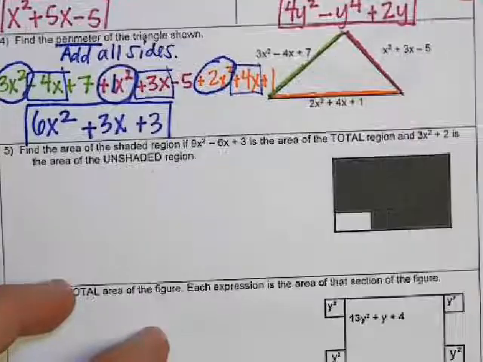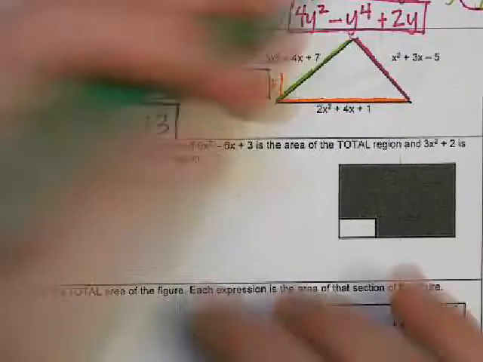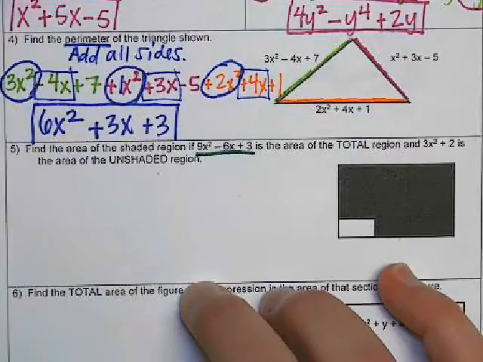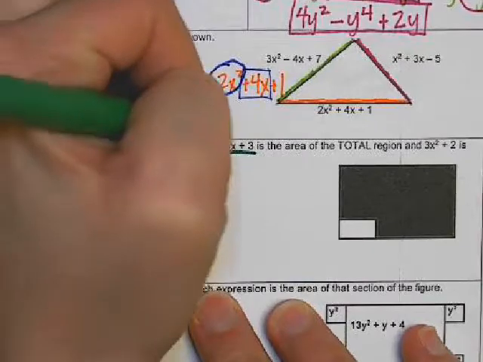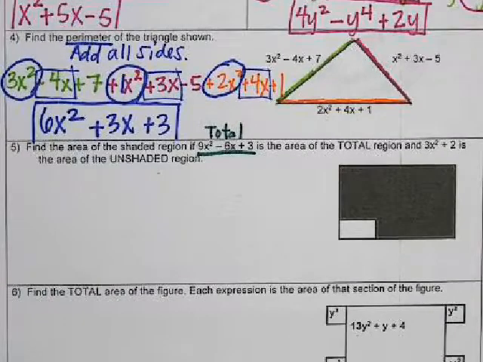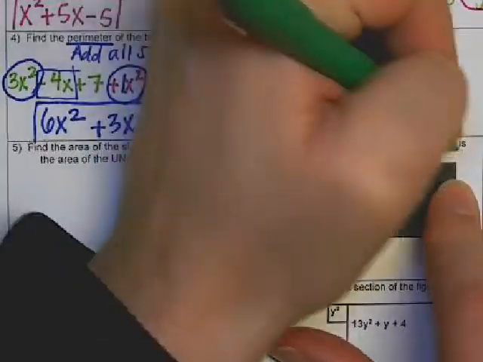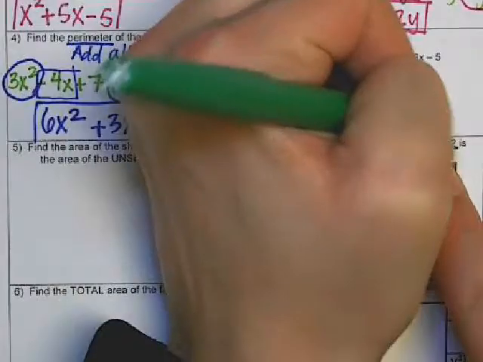Number 5 says, find the area of the shaded region. So what am I looking for? The shaded region. Find the area of the shaded region if 9x squared minus 6x plus 3 is the area of the total region. So what is this? Area of the total. So put total above it. That's the whole thing, area of all of it. And 3x squared plus 2 is the area of the unshaded. So what is this? Area of unshaded. Someone should write unshaded.